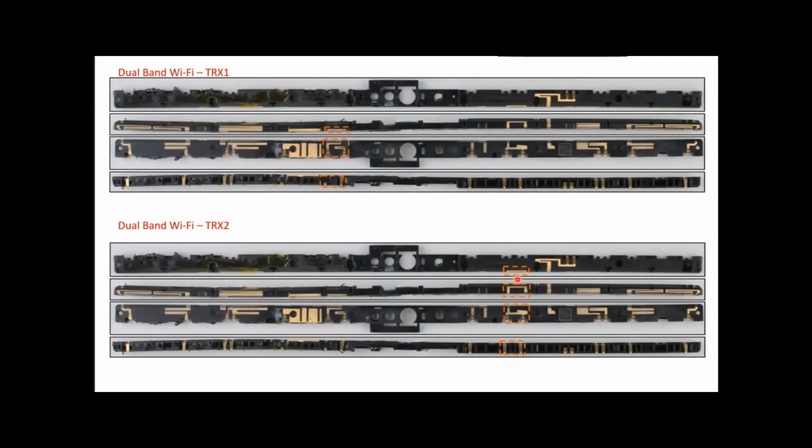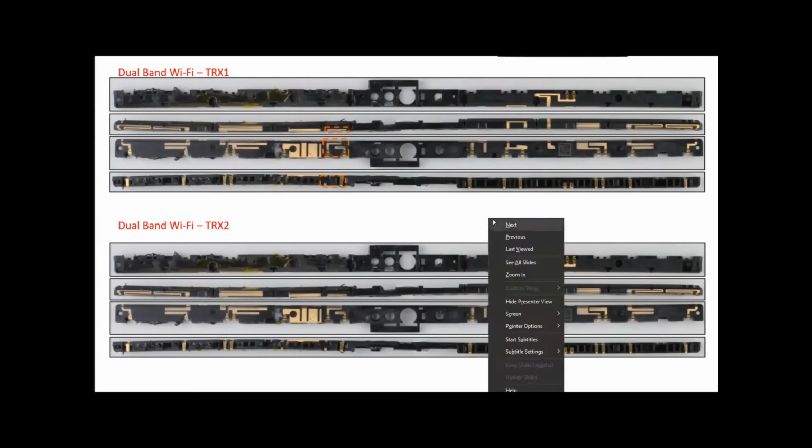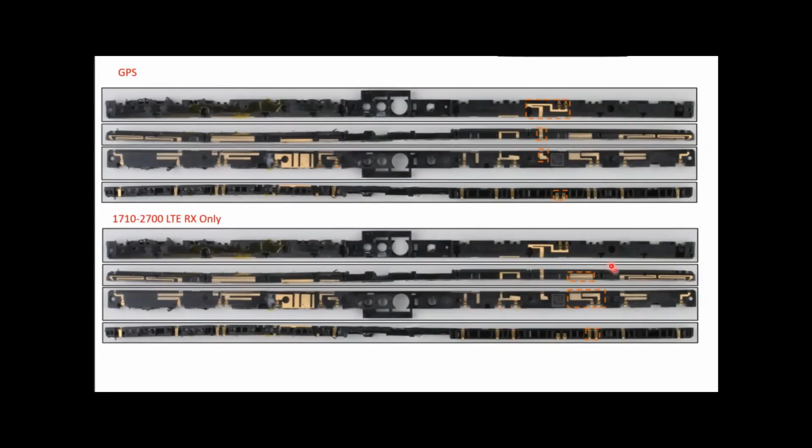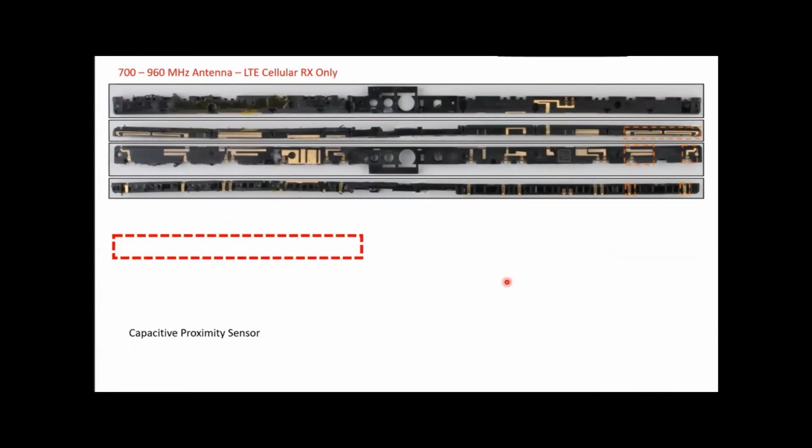And then on the other side, quickly, there's a Wi-Fi antenna here, which is the sister to the other one. There's a GPS antenna at the top here, and that's going across three surfaces. And then you've got the RX only 1700 to 2700, and then the RX only antenna here. And there should have been something here. I don't know why that's missing.